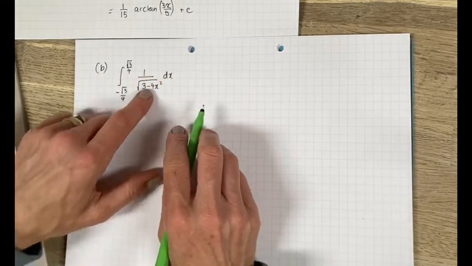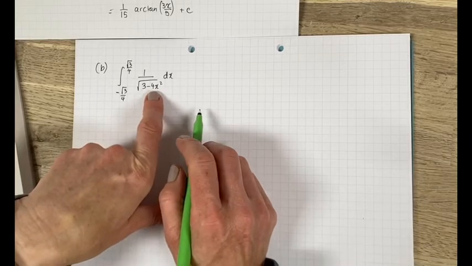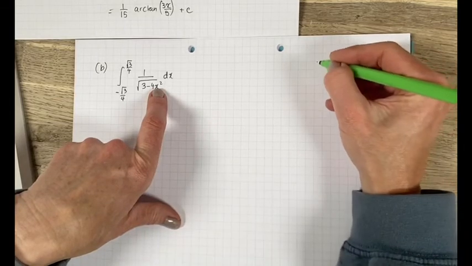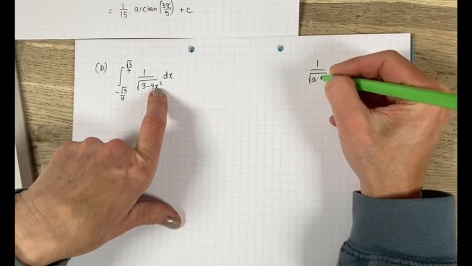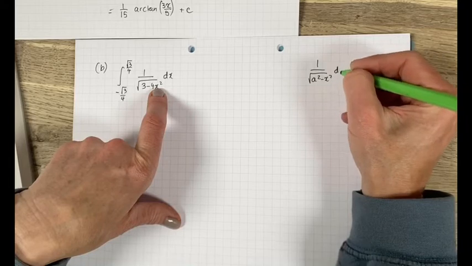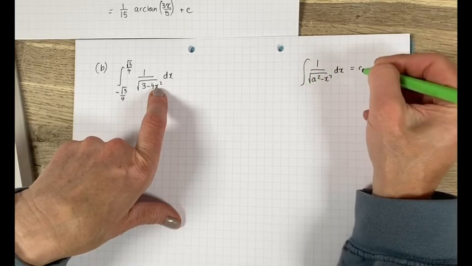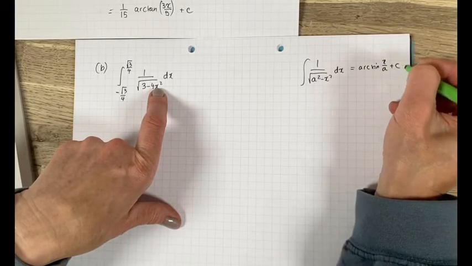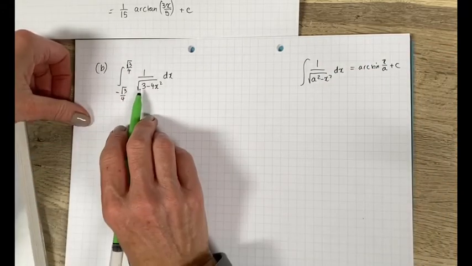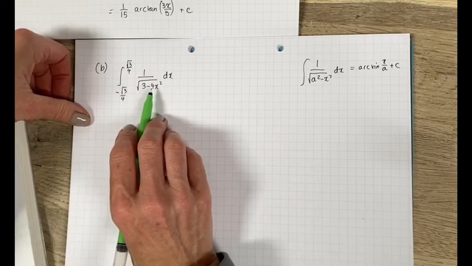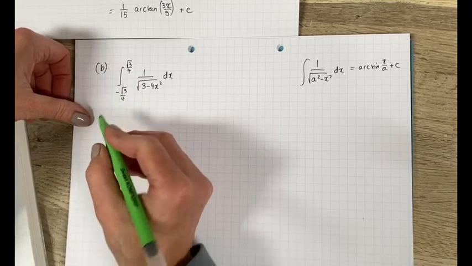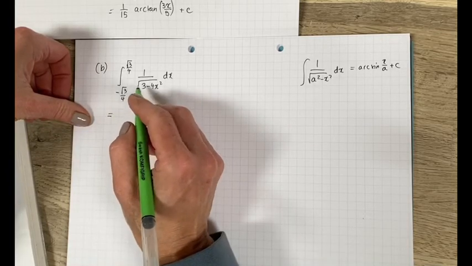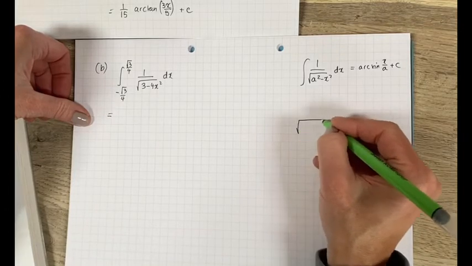So again, you go for the one that is under the square root, and you've got something take away a number of x squared. So you're going to use 1 over square root of a squared minus x squared equals arc sine x over a. Okay, so first step is to make sure that you've got just 1 x squared. So you need to take that 4 out. Be careful with these. When you take the 4 out, you need to take the square root of 4. Let me just do that carefully here.